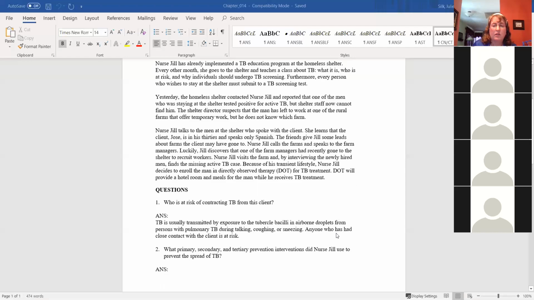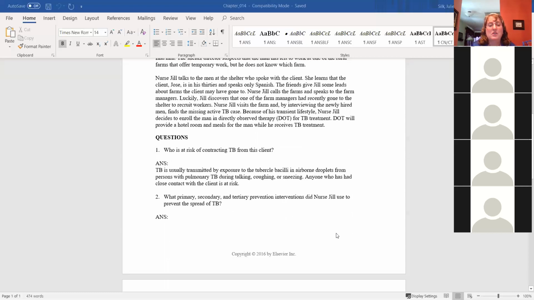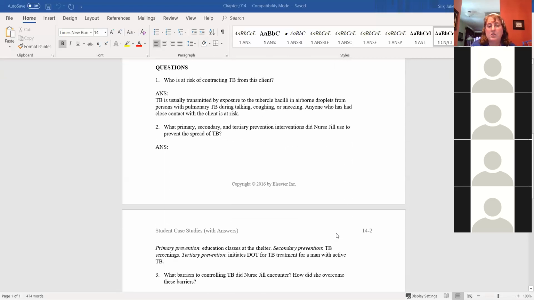Okay, so anyway, this just says that primary prevention would be the education classes at the shelter, because she's trying to prevent people from getting it and knowing how it's spread. Secondary would be the screenings, because the screenings assume that maybe someone already has it and you're trying to catch it before it gets worse and gets spread. Tertiary would be initiating that DOT, for that guy that has it already, so he doesn't keep spreading it to other people.